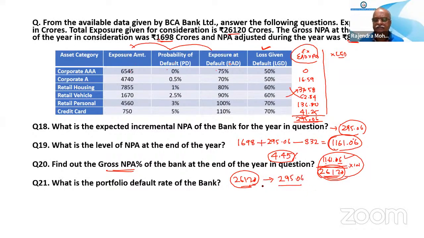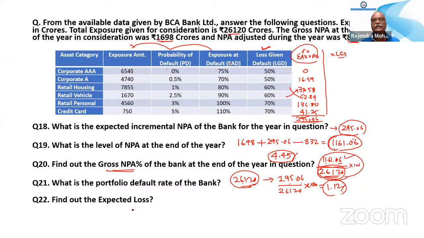So find out the percentage. Out of this, 295.06 is the default. For percentage, you calculate 295.06 divided by 26,120 into 100. That is the default, 1.12. So this is the portfolio default. This year, this is the percentage of the total advance which is turning to NPA. That is the question.